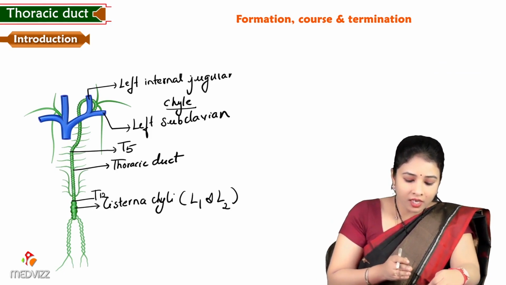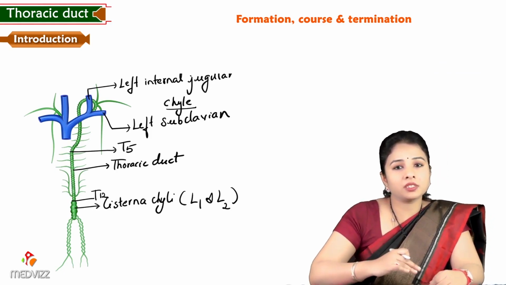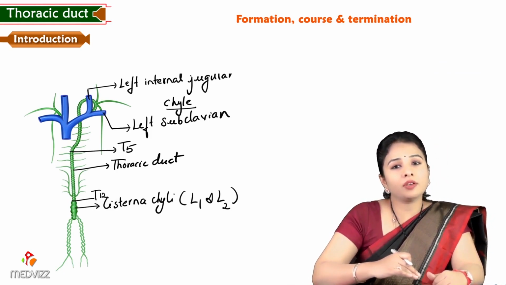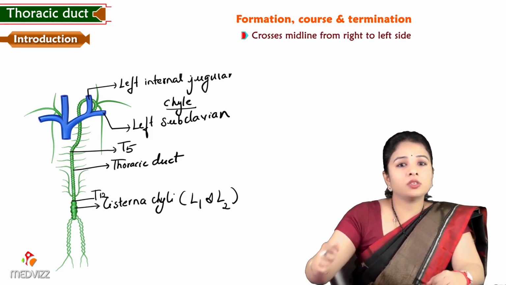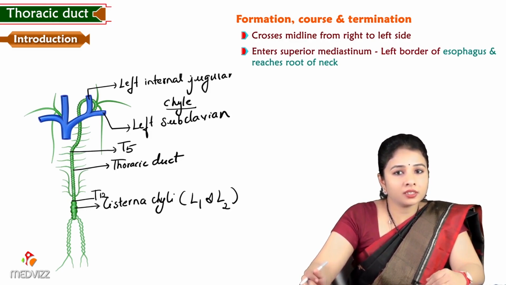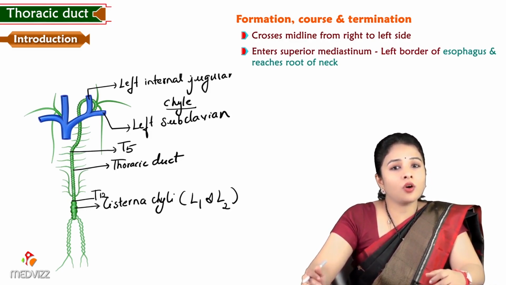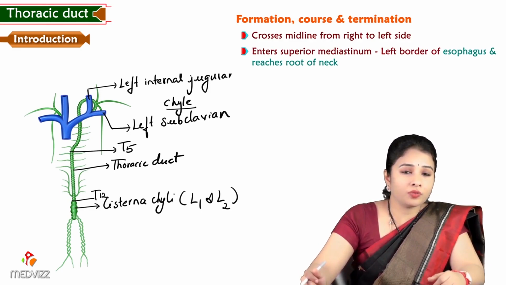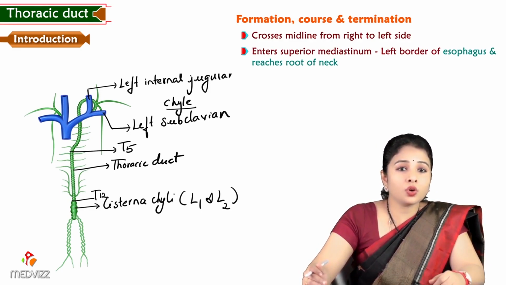So we can see here up to T5 vertebra, it is present in the midline. Beyond the T5 vertebral level, it crosses the midline from right to left side and enters the superior mediastinum to run along the left border of the esophagus and reaches the root of the neck.